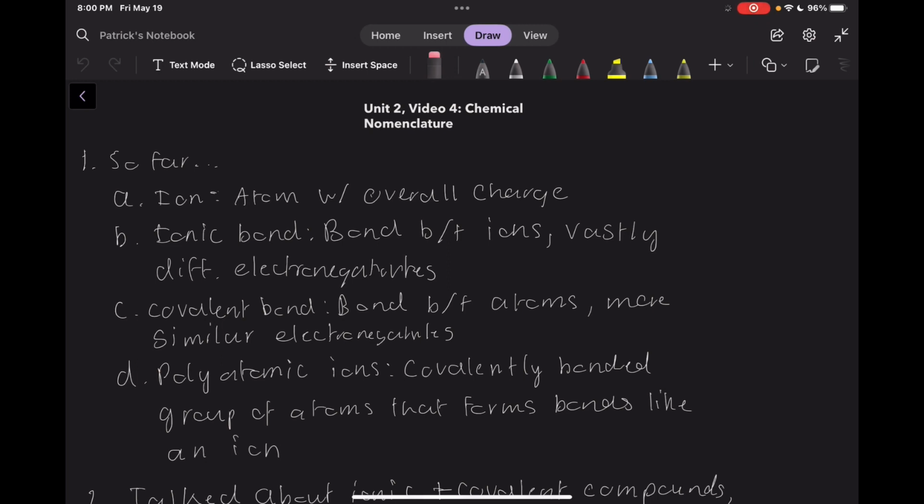Let's review a few things first. An ion, if we remember from last time, is essentially an atom with an overall charge. An ionic bond is a bond that forms between ions, or atoms that have vastly different electronegativities. A covalent bond forms between atoms with more similar electronegativities. Last but not least, a polyatomic ion is a covalent molecule that has an overall charge and forms bonds like an ion.